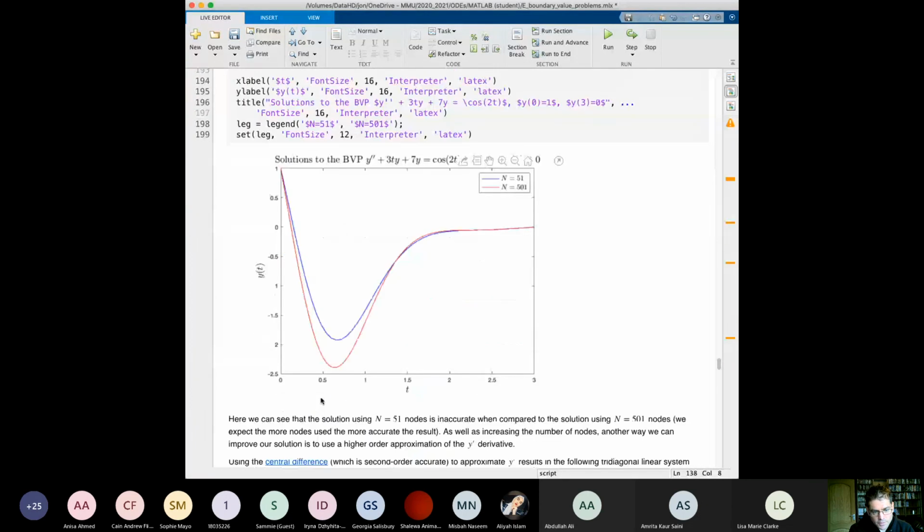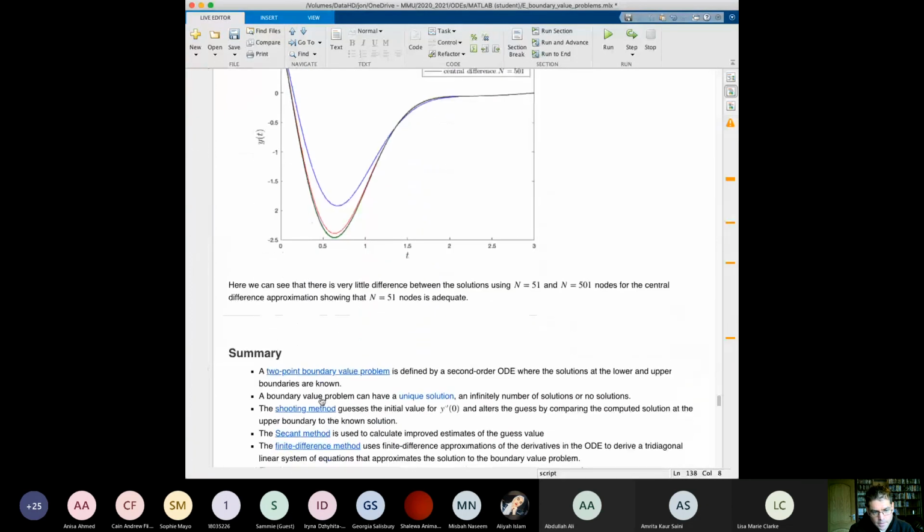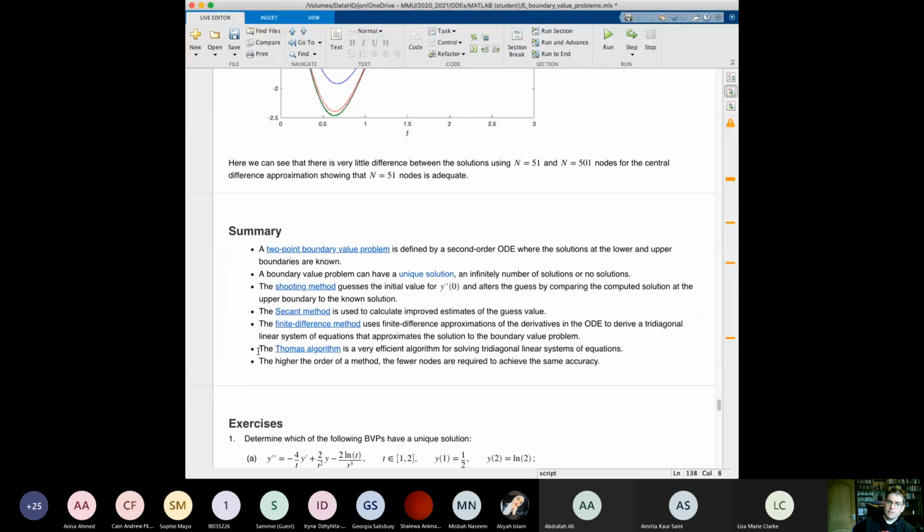If I scroll down to a different method: the higher the order of a method, the fewer nodes are required to achieve the same accuracy. That goes for any numerical approximation. The first instinct is just to use a smaller value for h to improve accuracy, but it's much more effective to use a higher order method than what I call brute force or ignorance. It's much better to be smarter about how you're solving the problem.